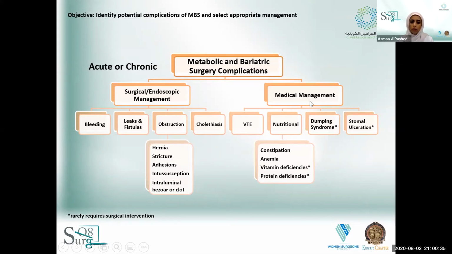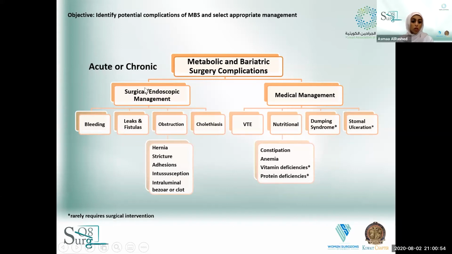So, for example, when we talk about the medical complications, a patient could have PE. Actually, PE or DVT is one of the most common complications that a patient can die from after Roux-en-Y gastric bypass. Nutritional deficiencies, most of them occur in the long run. We're going to talk about them in a second.